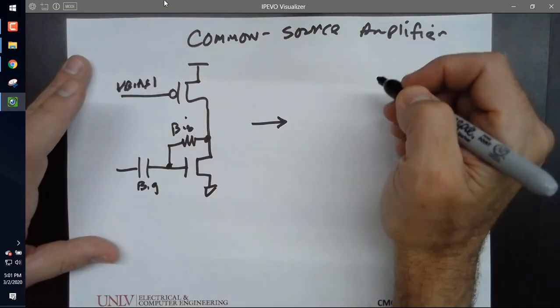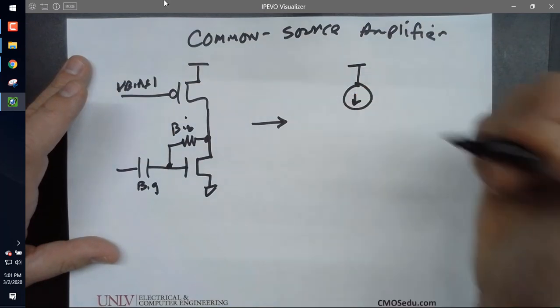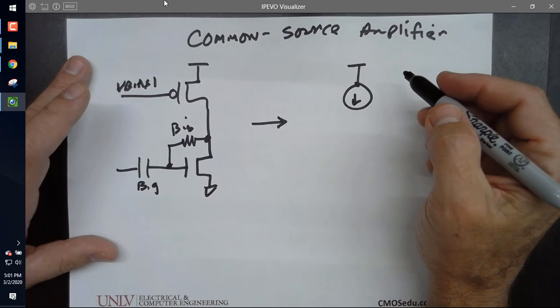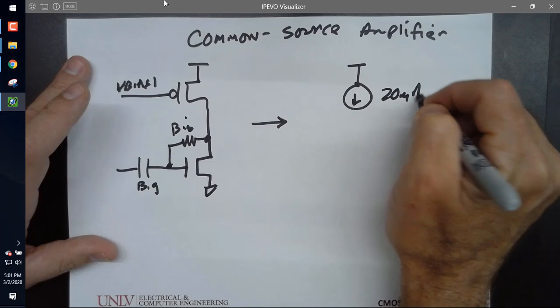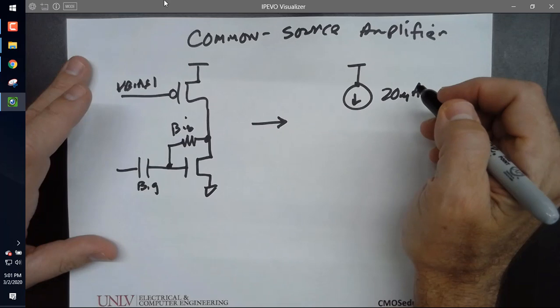Current source. So I think of this, and let's just use the long channel devices. What was the bias current that we had for the long channel devices? 20 microamps. We all good? All right.